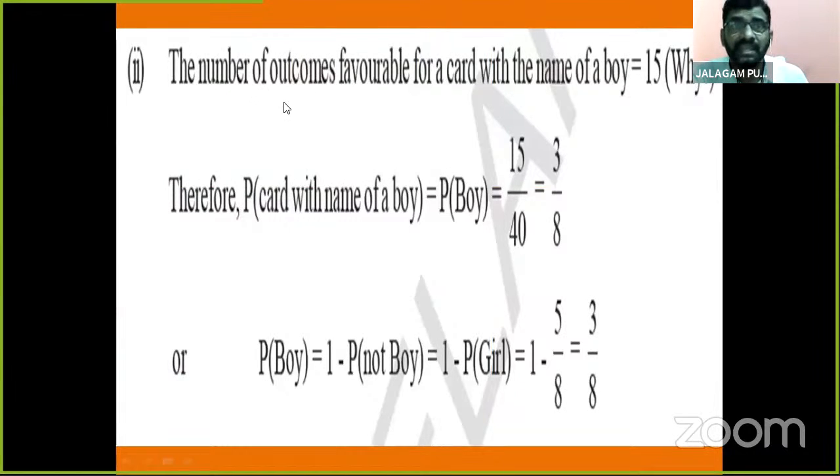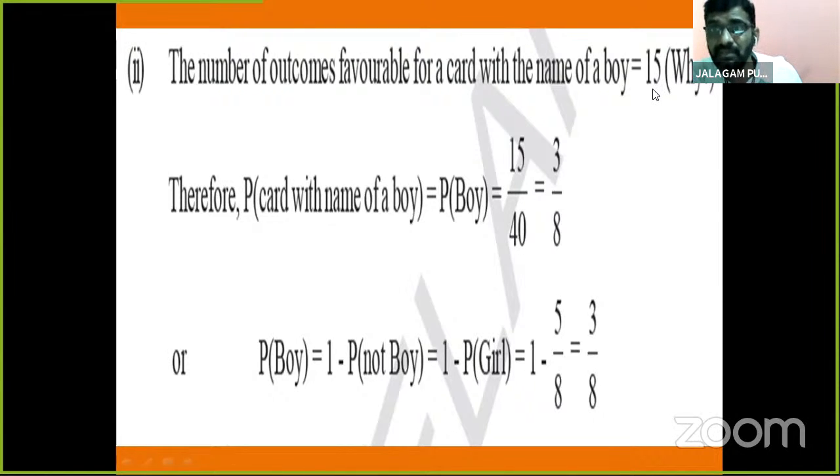Now we go to the second one, children. See, the number of outcomes favorable for a card with the name of a boy. When we pick up a card, it should be a boy's name, any one of the boys' names. That's why the favorable outcomes are how many? 15. Why? Because it is given, 15 boys are there.